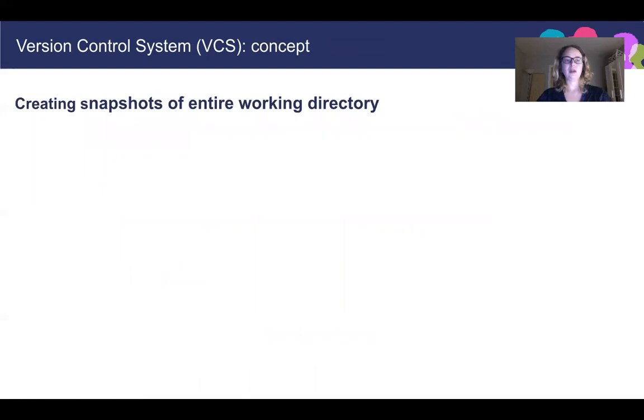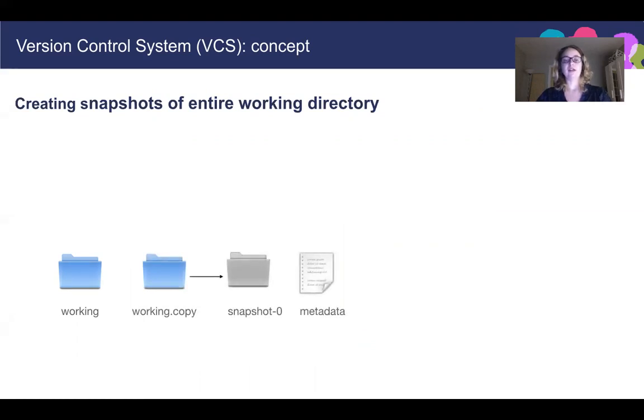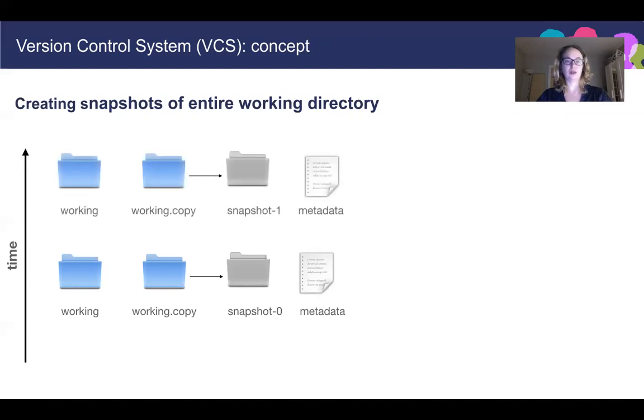So the main idea behind the version control systems is creating a snapshot of the entire working directory. So you can imagine if you have a directory with your project, at some point during your work, you're going to want to create somehow a copy of the directory, or even better, a snapshot that will not change in the future to keep it for later, for reference. And version control systems, in addition to creating the snapshot, are also creating some metadata that will be helpful in the future. And you can imagine that you want to repeat the same things over and over during the work on the project.